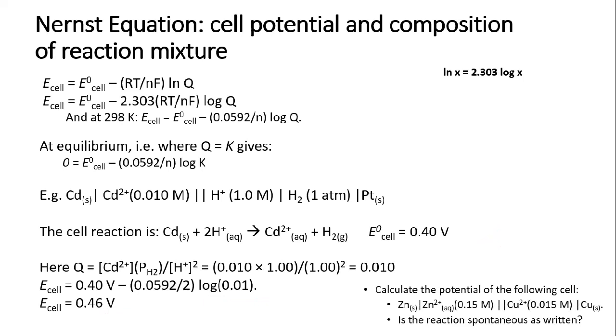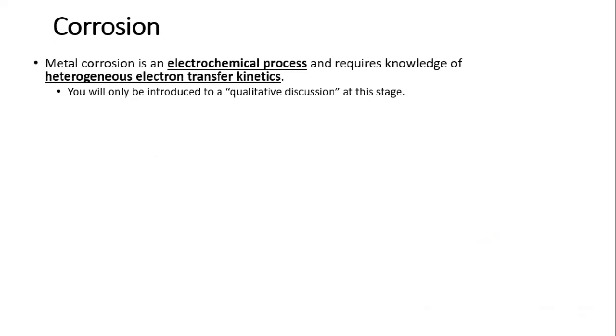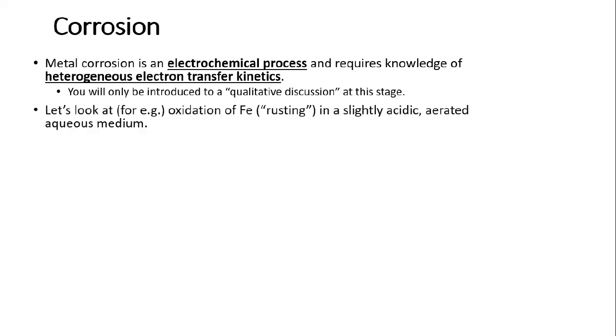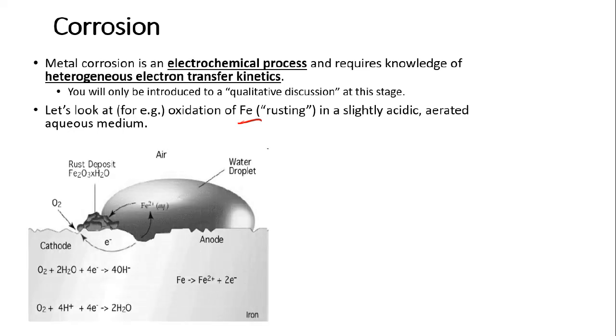Now I want to discuss, quickly and qualitatively, corrosion. Corrosion is an electrochemical process. It's a redox process, a reduction-oxidation process, and it's quite important. Let's look at, for example, the oxidation of iron, a process called rusting. Let's say we're looking at it in a slightly acidic, aerated, aqueous medium, meaning that we have air.